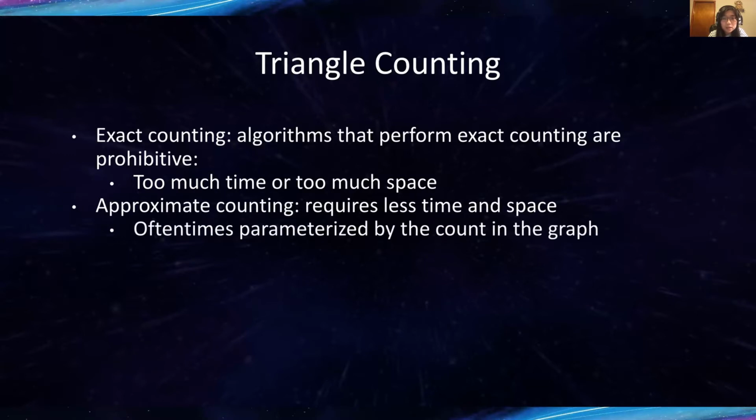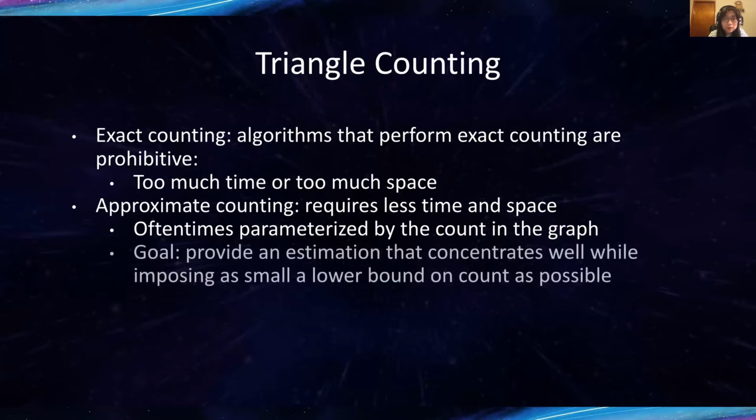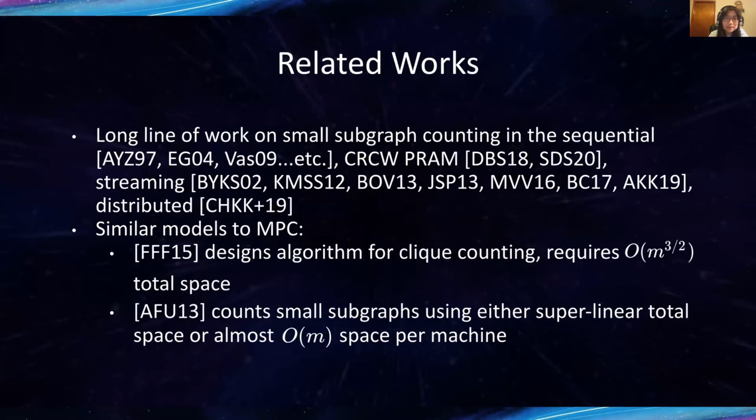However, to obtain good estimates on the subgraph count and to provide approximations that concentrate well requires lower bounds on the count of the subgraphs in an input graph. Thus, a worthwhile goal is to provide an estimation that concentrates well while imposing as small a lower bound on the actual count as possible. Due to these reasons, it seems important to study both types under different input conditions.